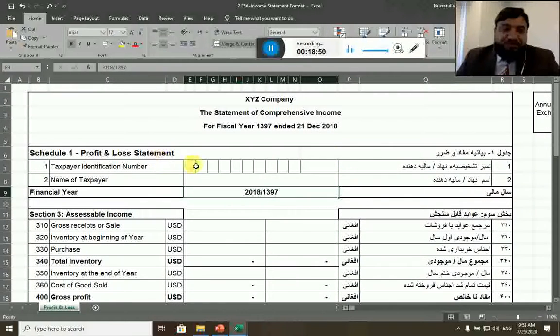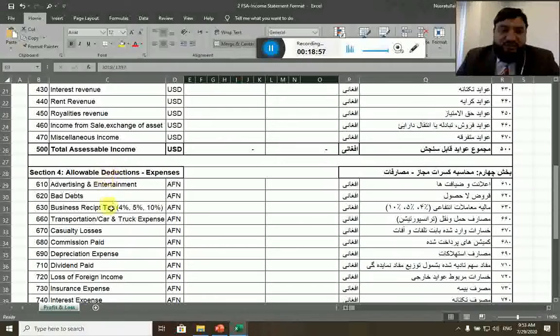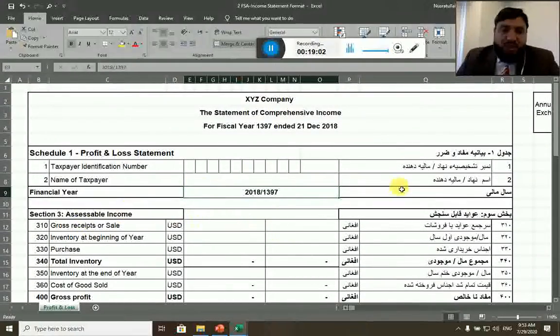So in the profit and loss statement we have two portions. First we have the income portion, then the expense portion. Now let's first talk about the income portion. In the income portion, the first is assessable income, and codes are given to each account. First is gross receipts in dollar, gross receipts in Afghani. Gross receipts are any income from the provision of goods and services, or from the sale of goods and services. Any money coming into the organization is reported here.